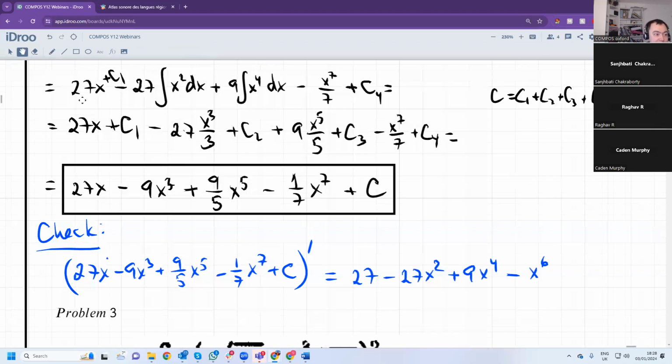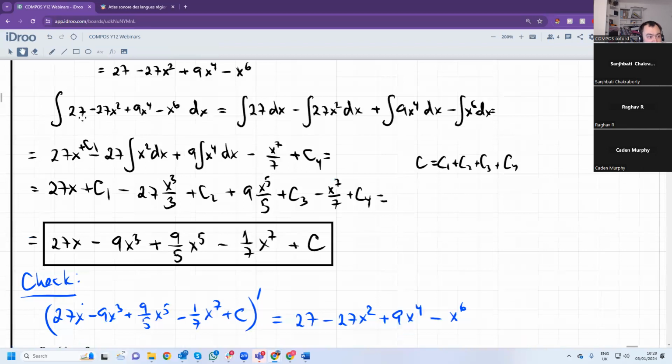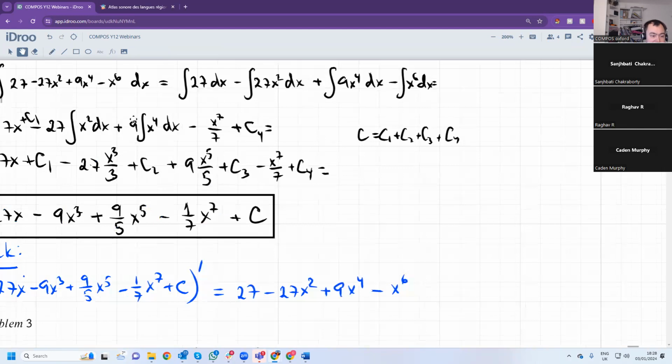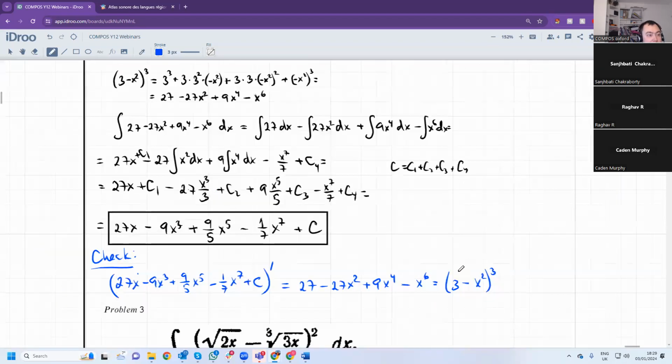Okay, I think we're on a good track because that's what we had initially. That's what we had here: 27 minus 27x squared plus 9x to the power 4 minus x to the power 6. And it turns out that this can be written as (3 minus x squared) to the power 3. So it works. Any questions? Any questions here?